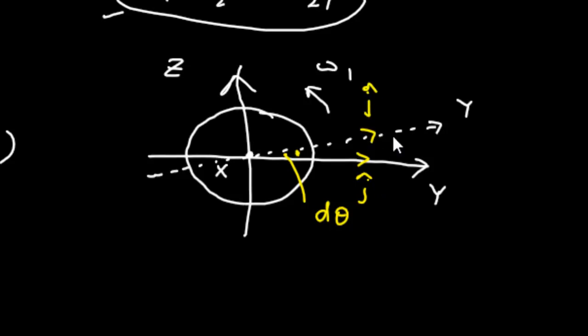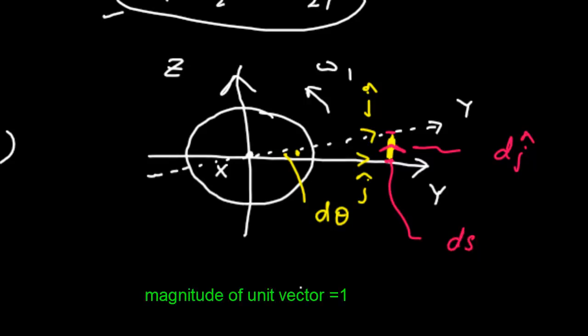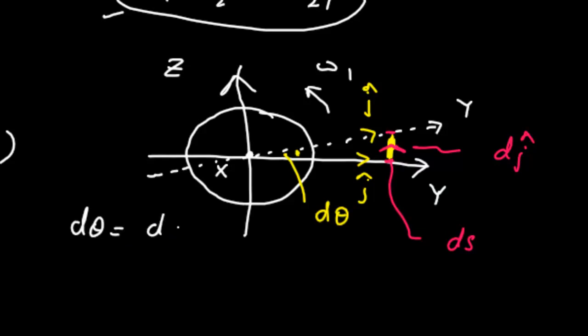Now this arrow is representing the change in j, dj. Clear? Suppose the magnitude of this variation is ds. Clear? And the magnitude of this unit vector is j cap. So from here I can write d theta as the ratio of ds by the magnitude of this unit vector, and this is 1.